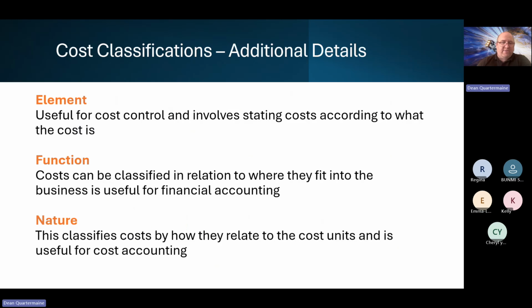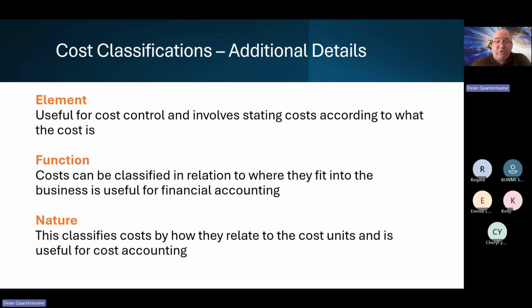So a bit more detail here about that. Cost classification by element. Why would you do that? Well, it's useful for cost control, because it involves stating the cost according to what the cost is. So you're saying we are spending £100,000 on materials. Now, if you tell someone that and they're not happy that you spend 100,000 on materials, it leads to cost control, because people then start to try to drive down what we're spending on materials, what we're spending on labour, etc. It's really good for cost control because it allows you to really break down what you're spending the money on.